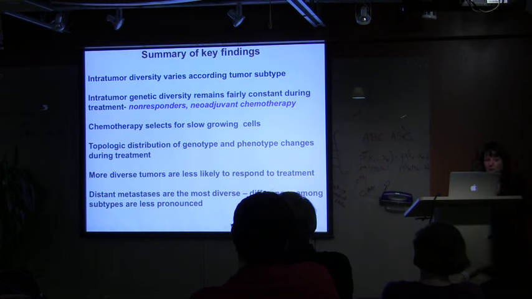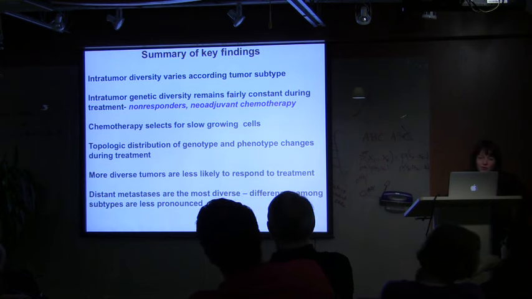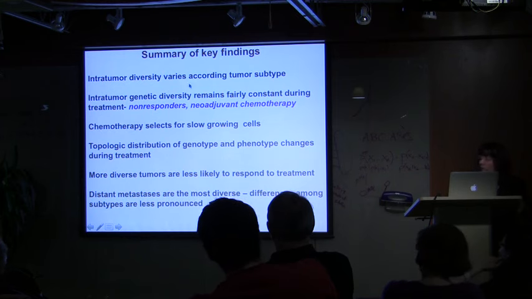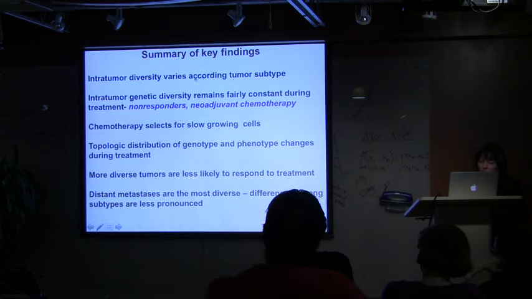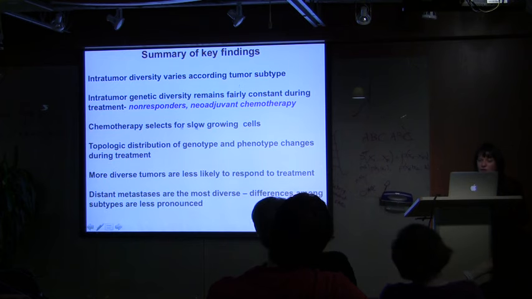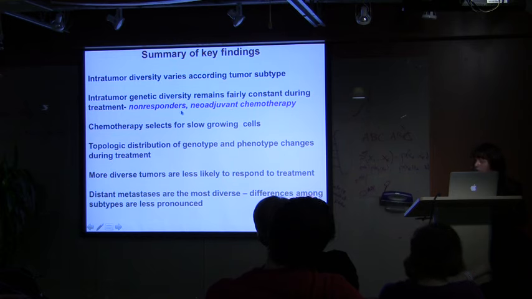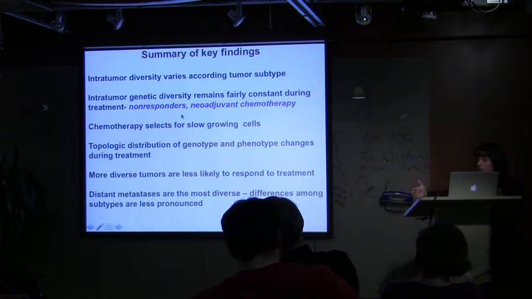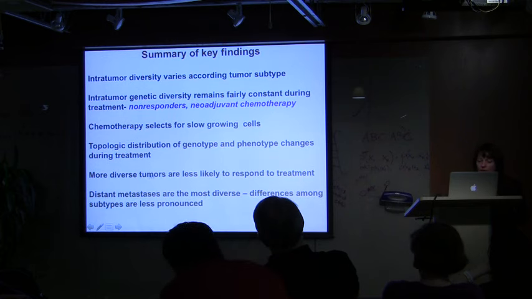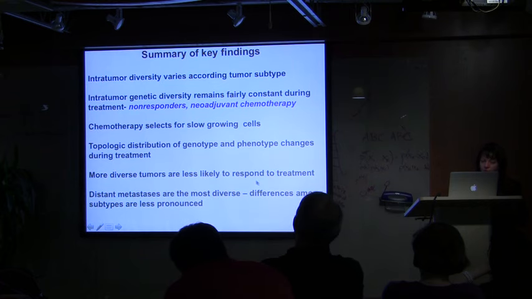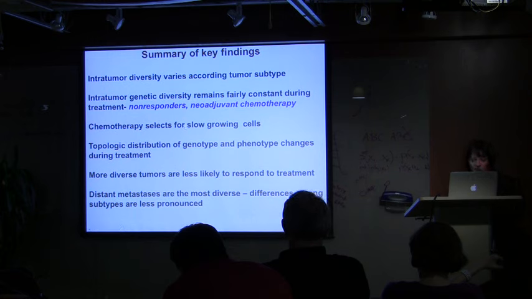Okay, so let me summarize what I was just trying to show you. What we see is that intratumor diversity varies according to tumor subtypes. I showed you that the HER2 positive ones seem to have higher diversity. It remains fairly constant during neoadjuvant treatment, but again, this is in people who were non-responsive to treatment, because those are the ones that we had pre- and post-treatment samples. The more diverse tumors were less likely to respond to treatment, and the topologic distribution of the cells was also changing, and chemotherapy selects for slow-growing cells, which again was expected.